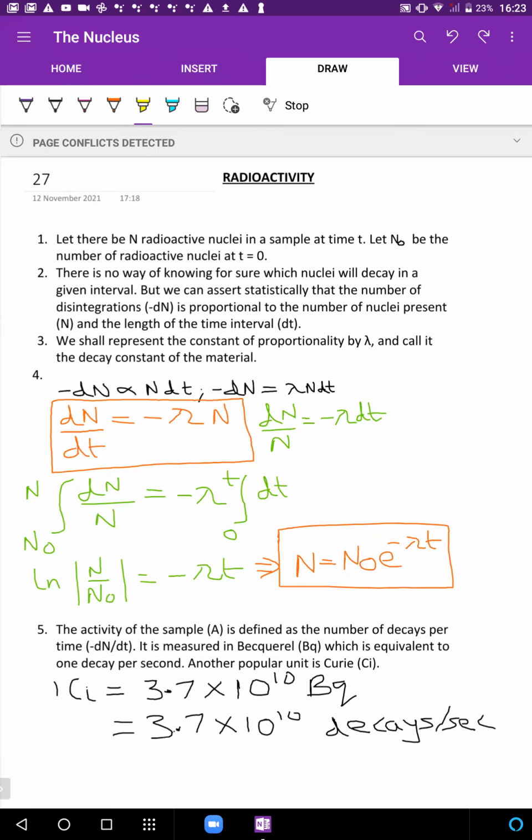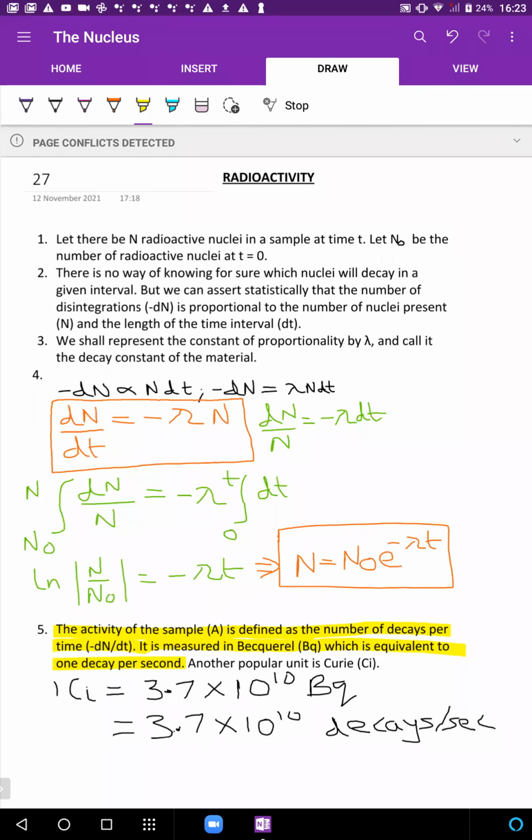Okay. We have then one term called activity. The activity of the sample is defined as the number of decays per unit time. So activity is minus dN by dt. It is measured in becquerel. Becquerel is the SI unit, which is equivalent to 1 decay per second. So becquerel is the logical simple unit, 1 decay per second.